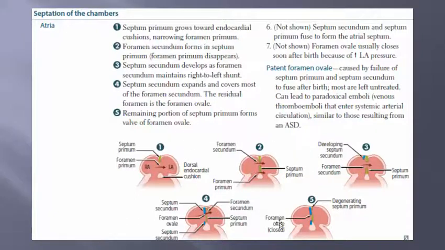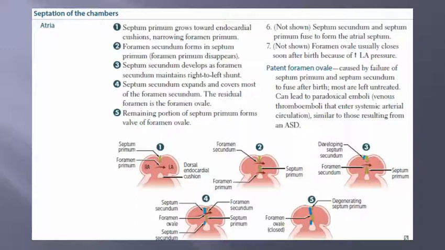So that's definitely, it becomes closed. Hopefully it closes properly. Septum secundum and septum primum fuse to form the atrial septum. Okay, so this should grow across. And if it does grow across, then that's a proper normal fusion. The foramen ovale usually closes soon after birth because of the increase in left atrial pressure. So you see that comment.